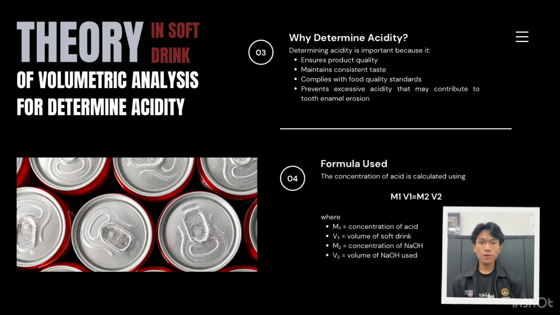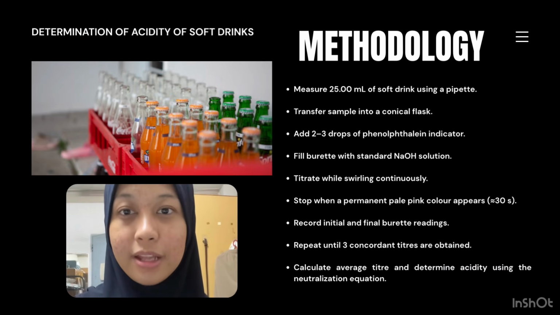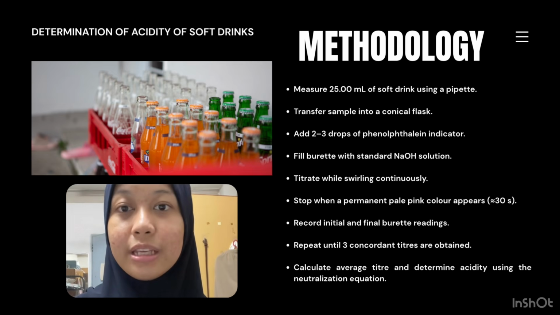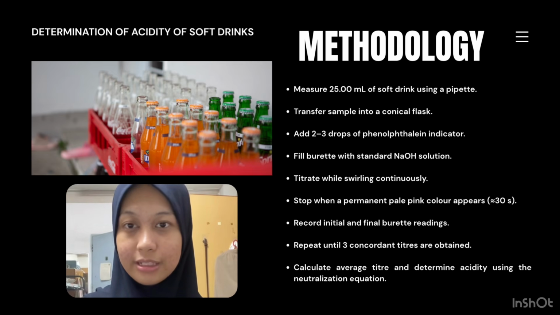Determining the acidity of soft drinks is important because it helps manufacturers maintain consistent product quality and taste, ensures compliance with food quality standards, and allows consumers to understand the acidity level of the beverage they consume. With this understanding of the theory, we can now move on to the experimental methodology used to determine the acidity of a soft drink. Next, I will explain the methodology.